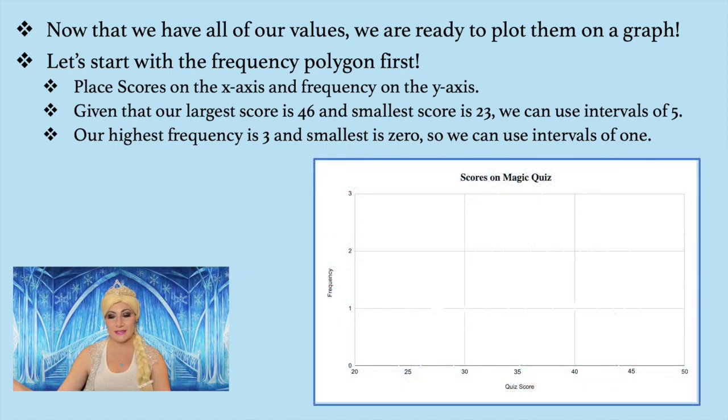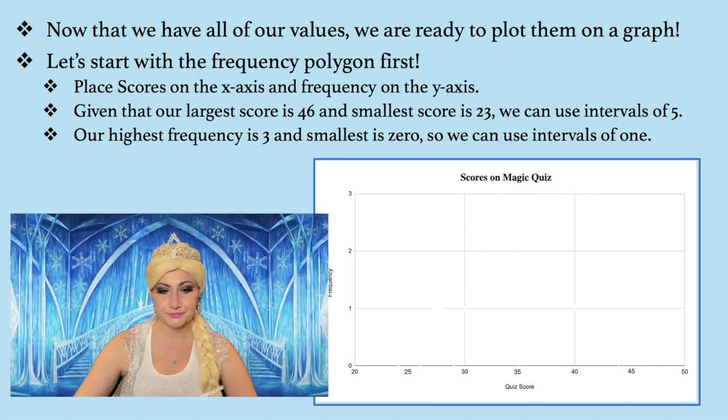So all that is to say that this is what the construction of our graph would look like. On the x-axis, you have the quiz score ranging from 20 to 50. And along the y-axis, we have frequency ranging from 0 to 3. So far, so good. Now that we have our graph set up, we need to plot the data points.